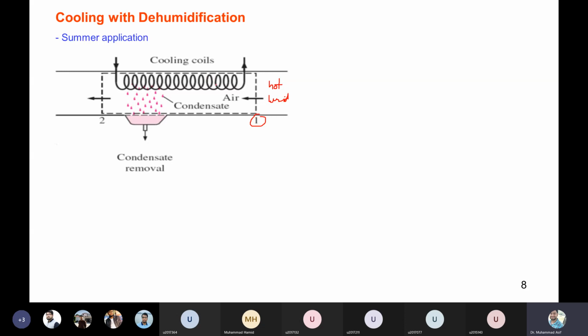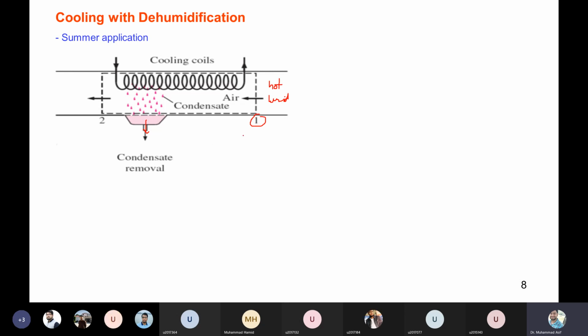If the surface temperature of the cooling coil is lower than the dew point temperature of the incoming air, then not only is the outside air cooled down, I mean the temperature is dropped, but also the humidity is dropped, because the water vapors present inside the air are condensed. So that condensate can be removed outside. Normally this part, which we call the drain pan, is located outside, where the condensate is collected.